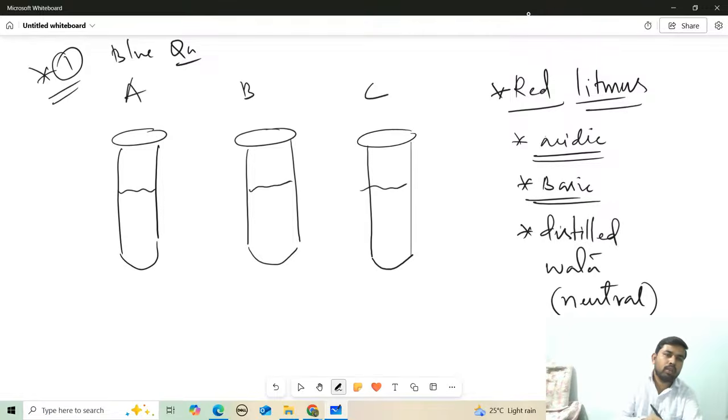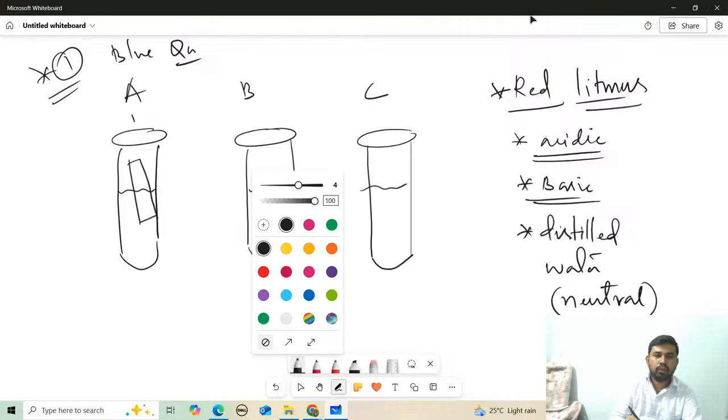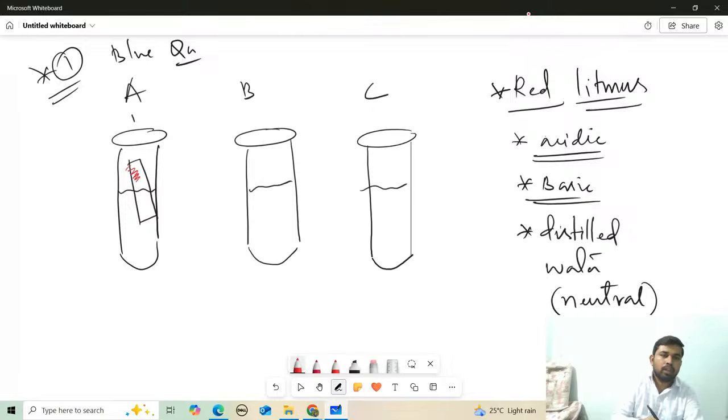Let's think that they have given a red paper and we kept the red paper here. If it is acid, red remains red only. If it is a base, the red turns into which color, sir? It turns blue. If it remains red again, it is not a base.